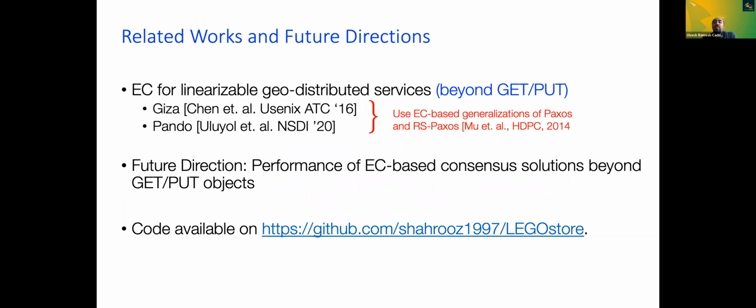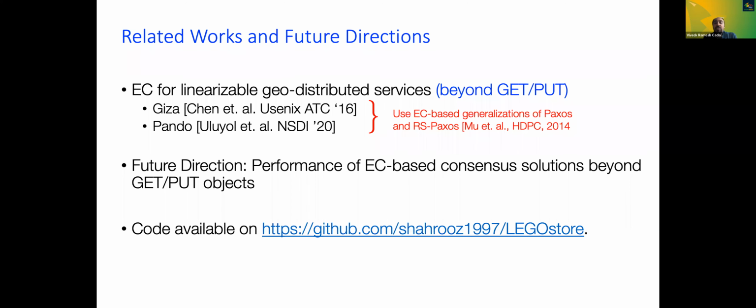So to conclude, we have studied the efficacy of erasure coding in linearizable geo-distributed data stores. Our work is on the heels of an emerging research area. In particular, I want to point out Giza and Pando, which study a similar setting. They made interesting modifications to Paxos and RS Paxos to ensure good performance in geo-distributed settings. Our work is complementary to these works as we took a deep dive into understanding what workload and other properties favor erasure coding over replication.